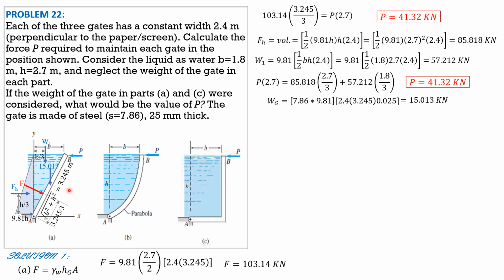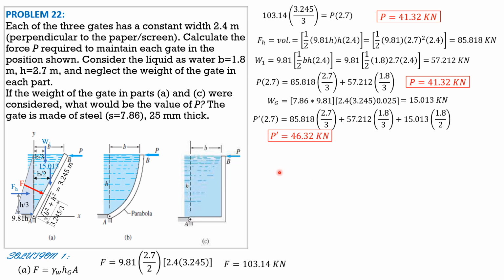Let's apply that, and the distance of that weight from the vertical line through A is B over 2 also. So summation of moment about A equals 0. P prime times 2.7 equals 85.818 times 2.7 over 3 plus 57.212 times 1 over 3 plus weight of gate 15.013 times 1.8 over 2. Solving for P prime, considering the weight of the gate, 46.32 kilonewtons.